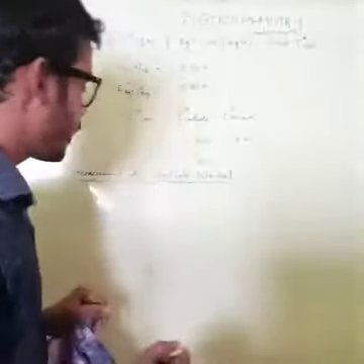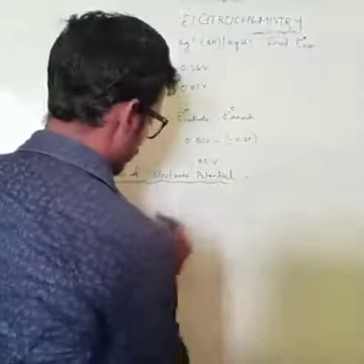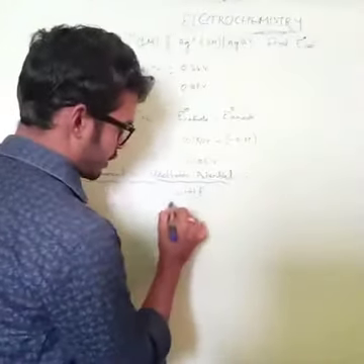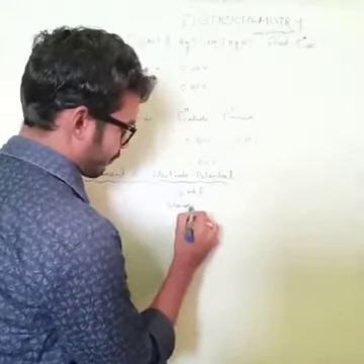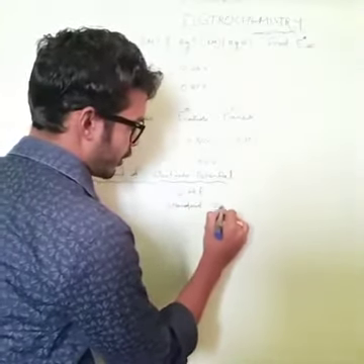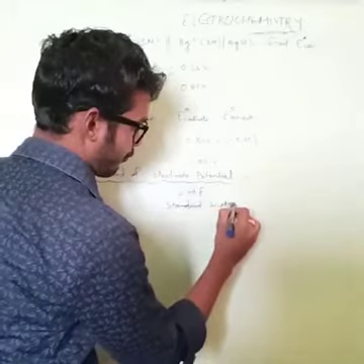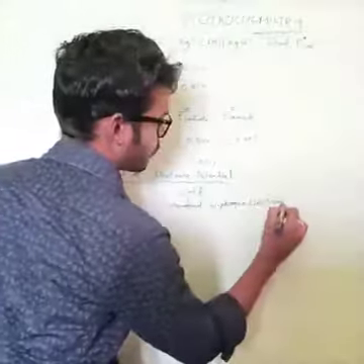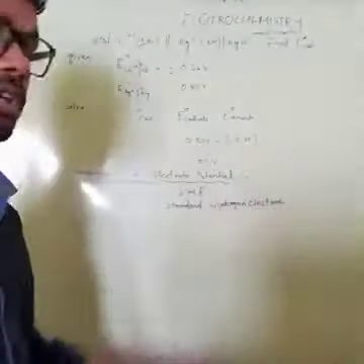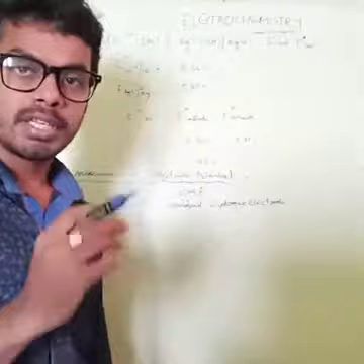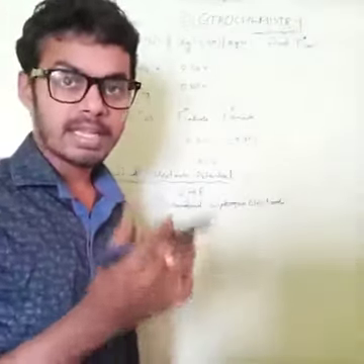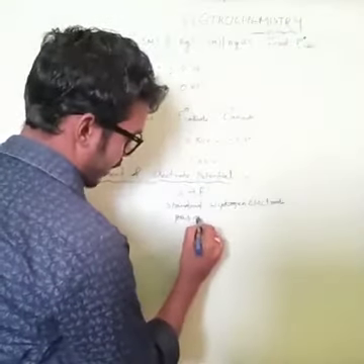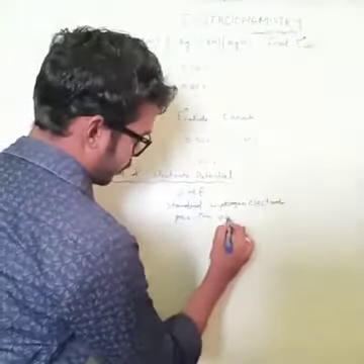Okay, so there is a popular reference cell, that is SHE. SHE is nothing but standard hydrogen electrode. Standard hydrogen electrode. It is nothing but a gas and ion electrode. This is nothing but a gas ion electrode.